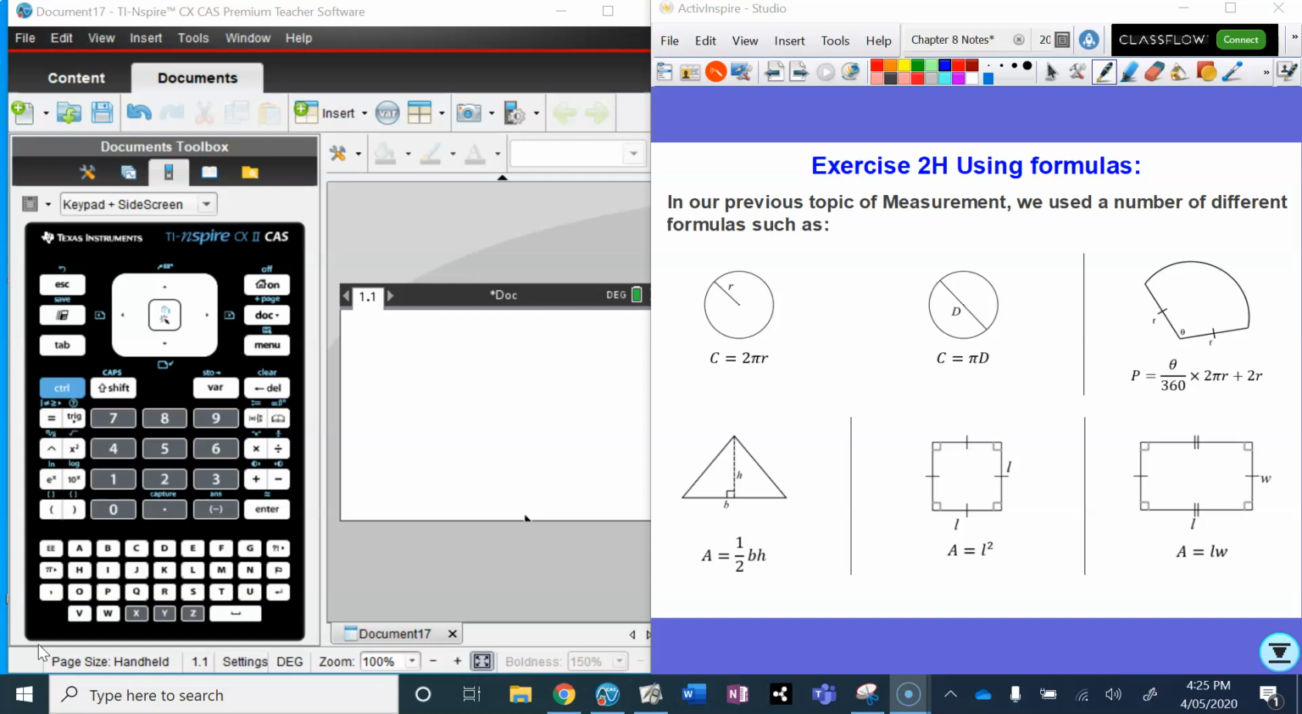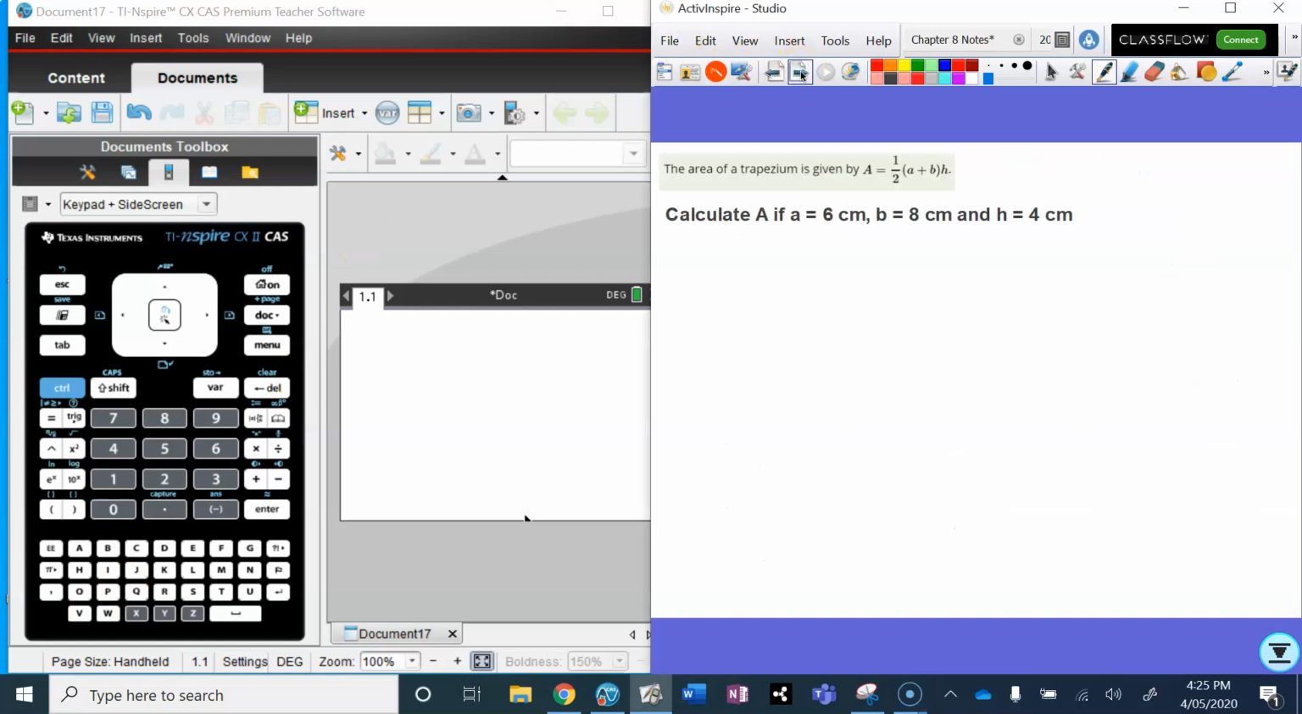Now, it doesn't really matter whether you've seen the formula before or not. The algebra skills that you're going to use are the same regardless. So let's start off with an example of a formula that you do know, and that's the area of a trapezium. So in this example, we're being asked to calculate the area if we know the short length, the long length, and the height, the vertical height of that trapezium.